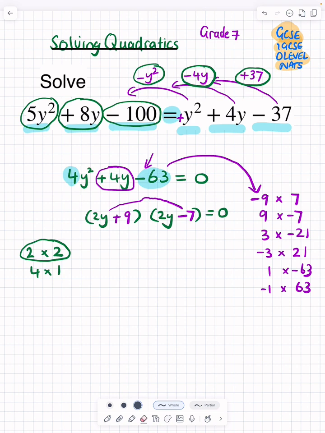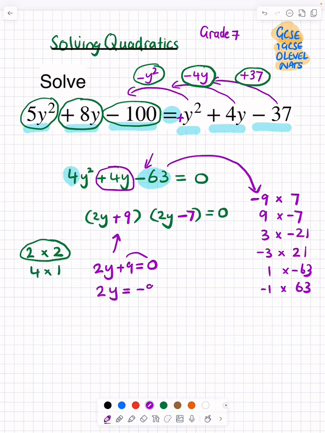So now that we have factorized this, we can solve this equation. So we have to make each bracket equal to 0. So the first option is, what solution can we have here? So 2y plus 9 would equal 0. And then we can rearrange this equation. So take away the 9 from both sides. So we will have 2y equals minus 9. Then dividing both sides by 2, we get y equals negative 4.5. So that is one solution.